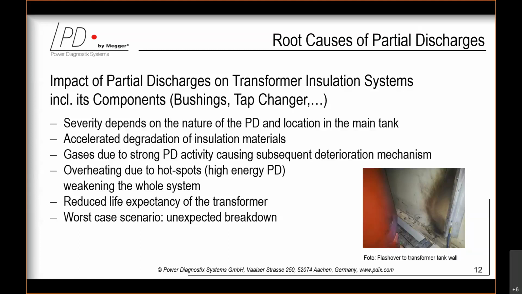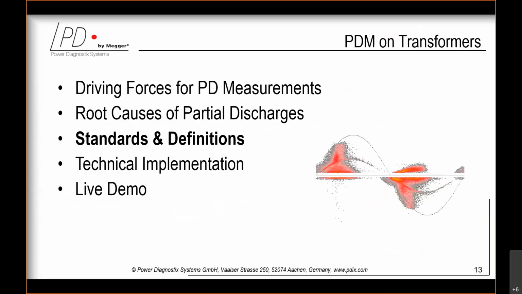PD is generally a root cause for a reduction in the life expectancy of the transformer. And the worst case scenario is always an unexpected breakdown. Like you can see on the photo, there is a flash over to the transformer tank wall. So let me just show you standards and definitions about PD measurements on transformers.